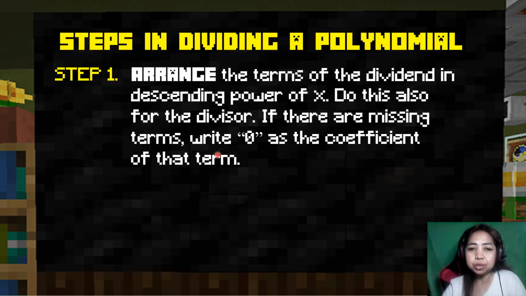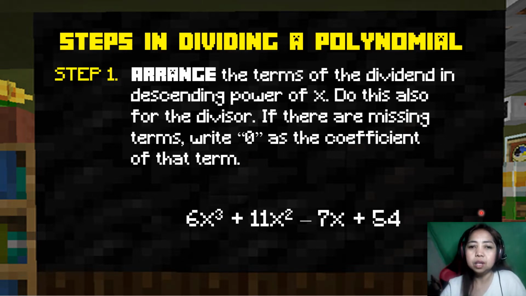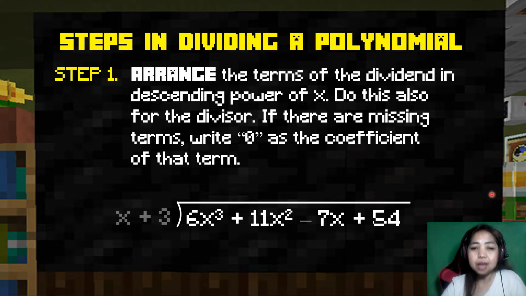If there are missing terms, write 0 as the coefficient of the term. Halimbawa, may nawawala tayong x squared, x to the third, tapos x to the first agad. So, kung wala yung isang term, we write 0. So, 0x squared, ganon. So, example, 6x to the third power plus 11x squared minus 7x plus 54. Kung mapapansin nyo, nagsimula tayo sa ating degree na 3. So, x to the third, pababa yun. X to the third, x to the second, x to the first. Remember, may invisible siyang exponent na 1 hanggang sa constant. Divided by x plus 3. Ganon din dito. X to the first, tapos constant na.